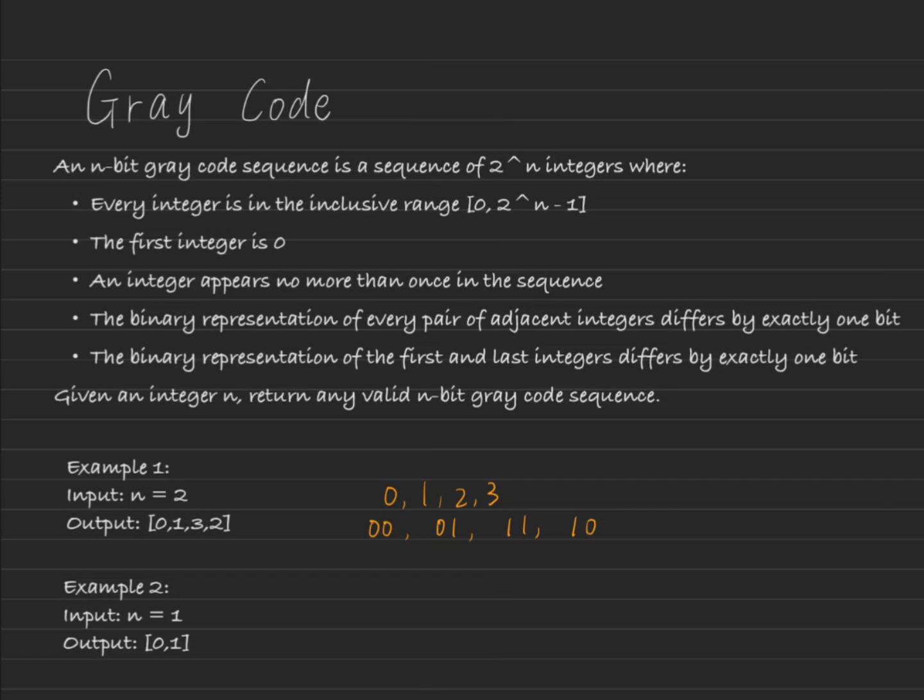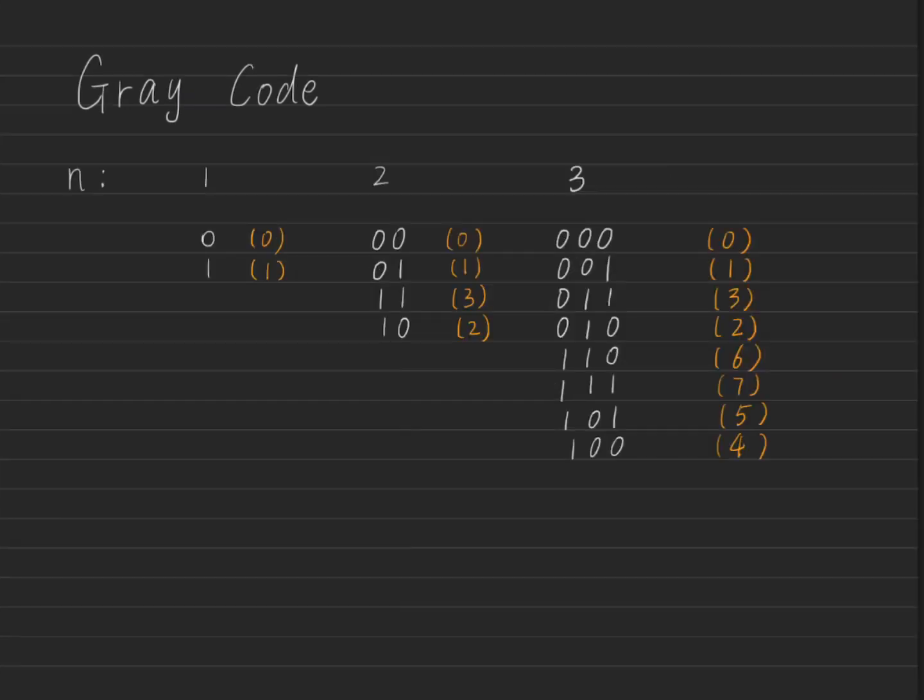In the second example, n equals 1. And the output is simply 0 and 1 because they're 1 bit apart from each other. How do we solve this question? Pause here if you'd like to think independently for a moment. Let's look at more examples to see if we can find a pattern.